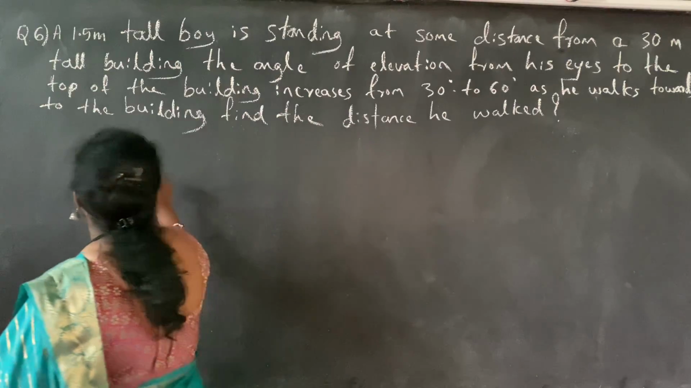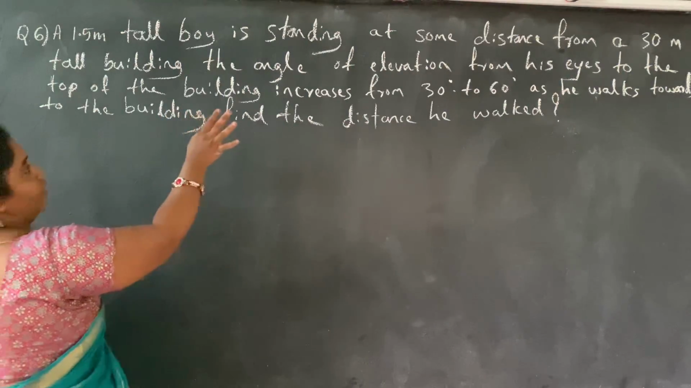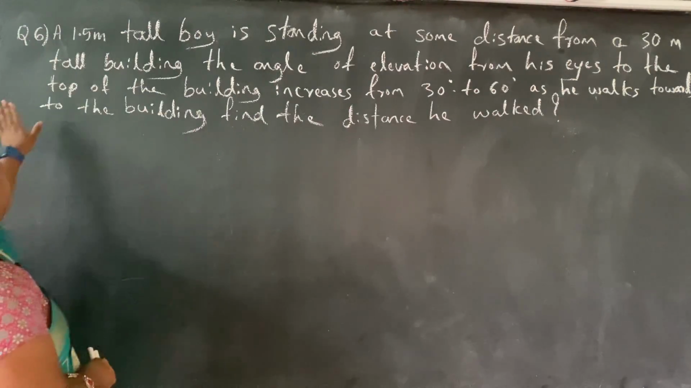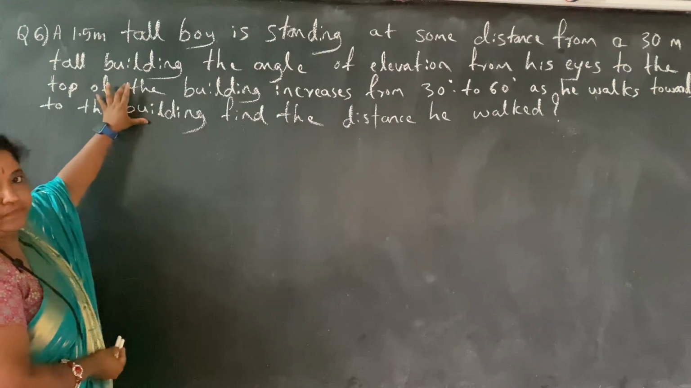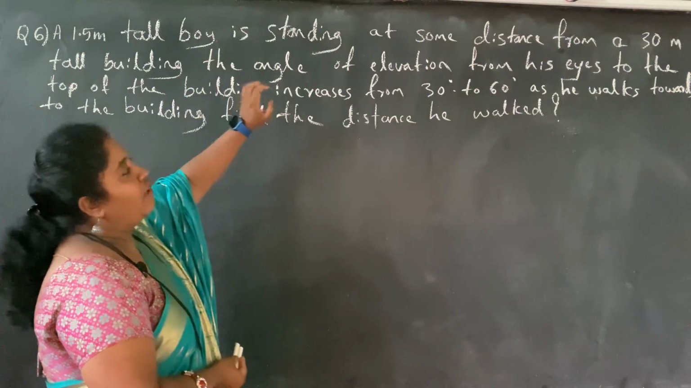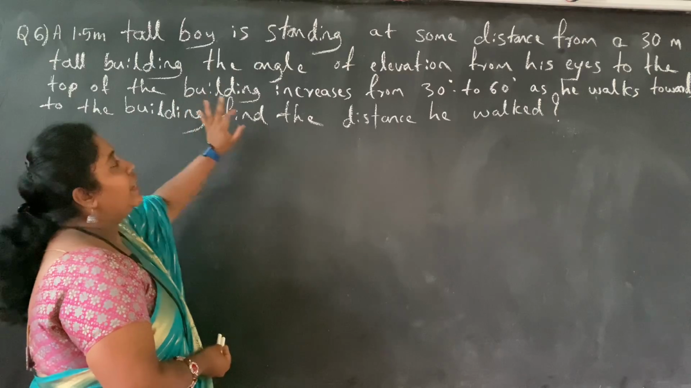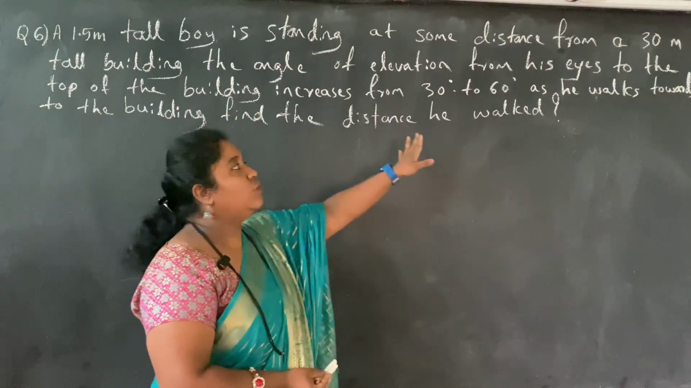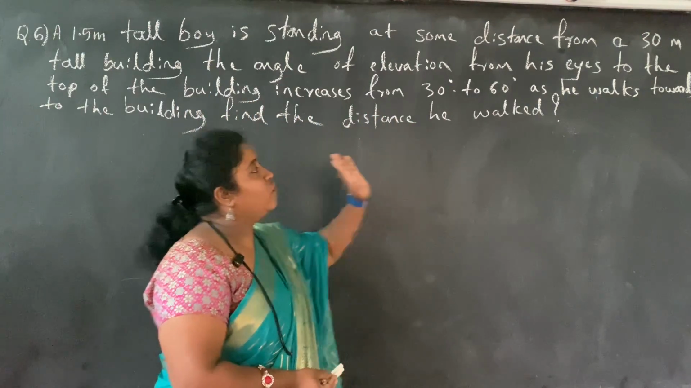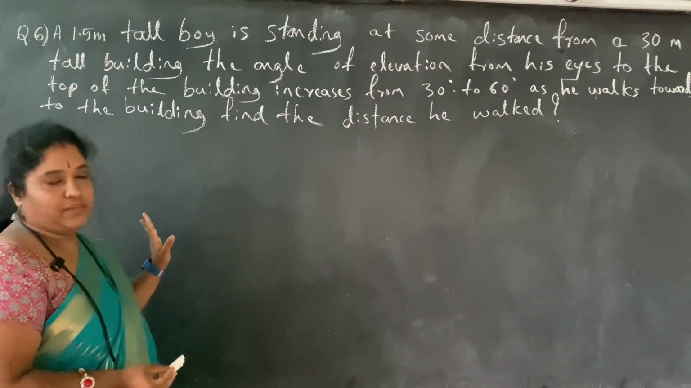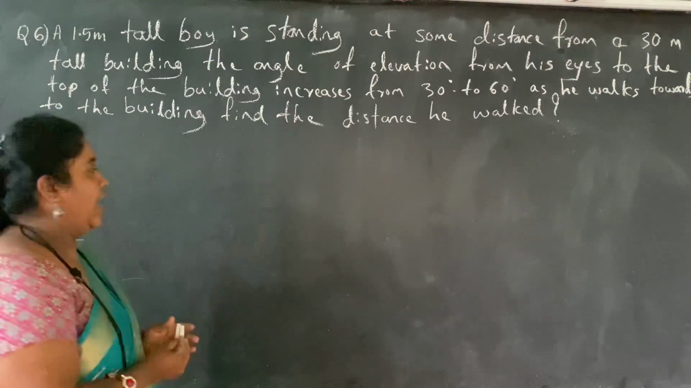A 1.5 meter tall boy is standing at some distance from a 30-meter tall building. The angle of elevation from his eyes to the top of the building increases from 30 to 60 degrees as he walks towards the building. Find the distance he walked. So first we'll draw the diagram.